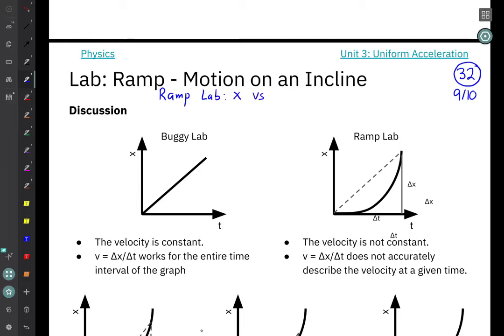position versus time discussion. This is going to serve as a way for us to discuss what we did in the first part of this lab for our position versus time. Now, we're going to start off this discussion by looking at our two labs. During the last lab, we had a graphical and mathematical relationship between position and time, but we're going to focus on the graphical relationship first.